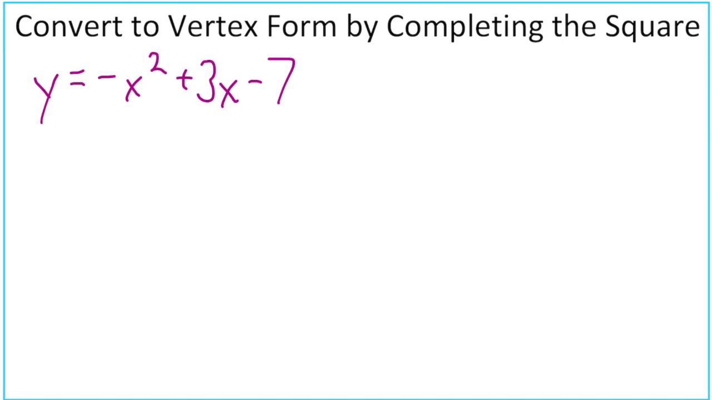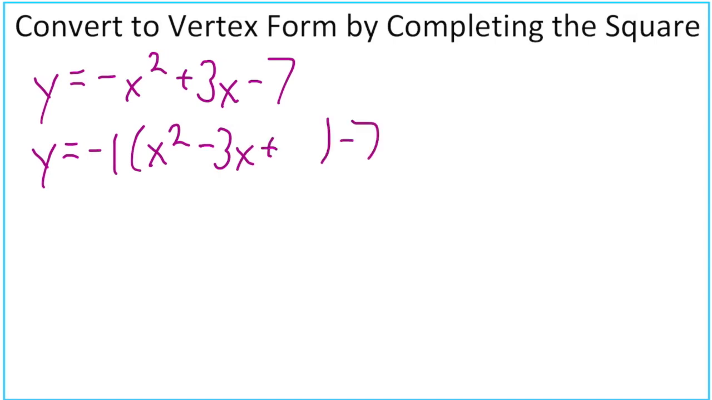This time our a value is a negative sign, and our b value is odd instead of even. So, same procedure. We are going to take a negative 1 out of our negative x squared and our positive 3x. So here I always like to think backwards. Negative 1 times what will give you positive 3x? Negative 1 times negative 3x. And there's our minus 7 on the outside.